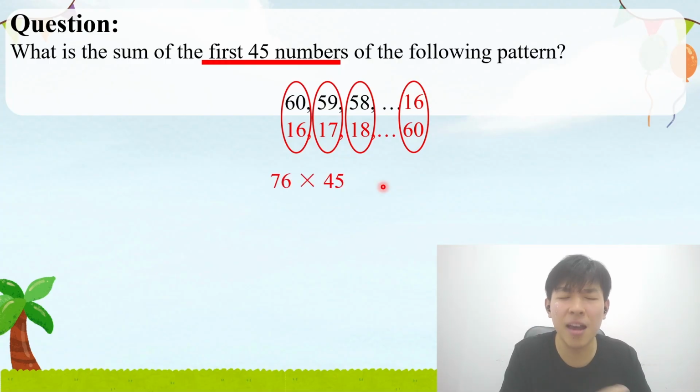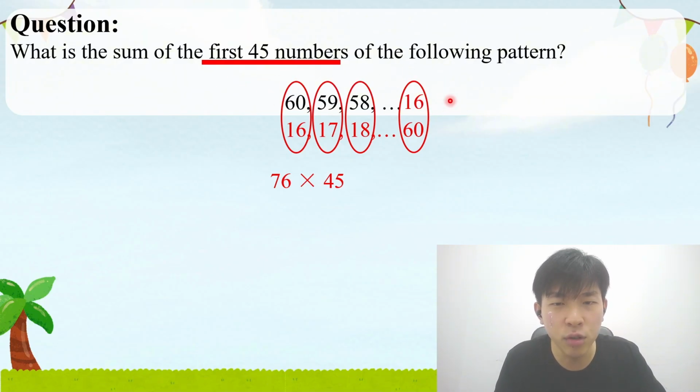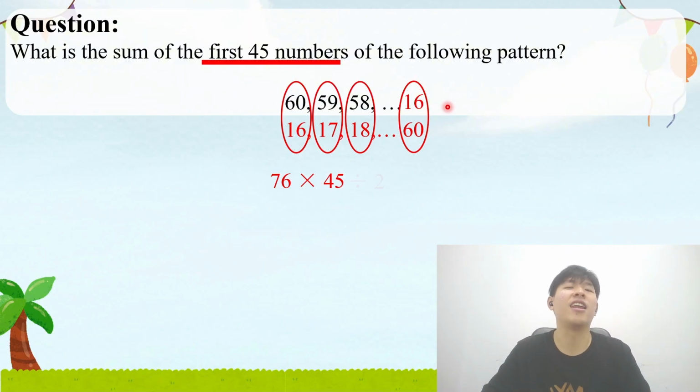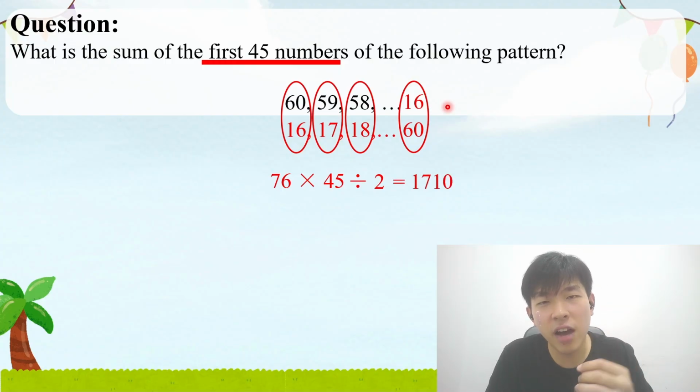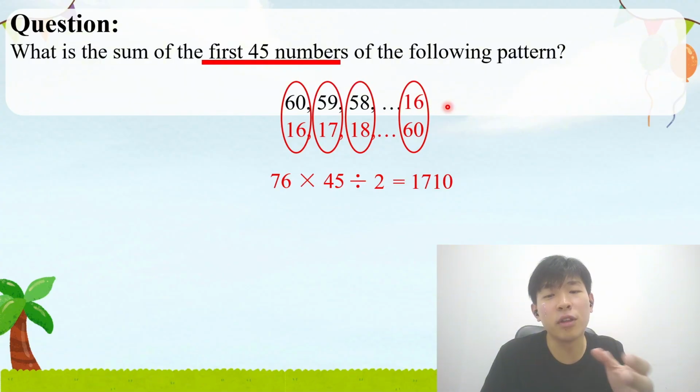So 76 times 45. But here, I only want one sum. But here I have 2. So what should I need to do? Yes, I need to divide them by 2. And the answer we get is 1710. For those of you who want to do the workings, please do so yourself.